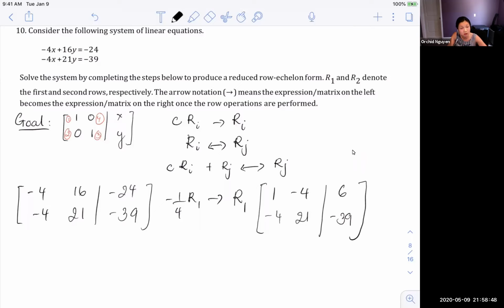The next thing you need to do is make that -4 into 0. So how do we do that? Since the first one is 1, you can always multiply by the same number and add it, right? So if I take R1 and multiply by 4, and then add to the second one, I'm going to get 0. So I take 4R1, and then add it to R2 to get R2.